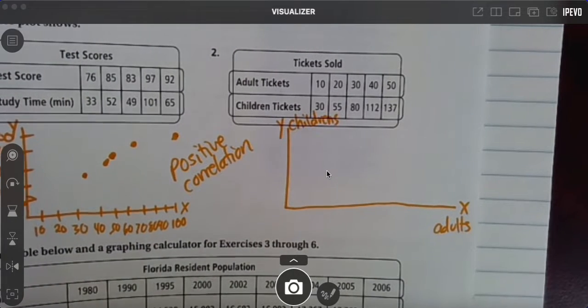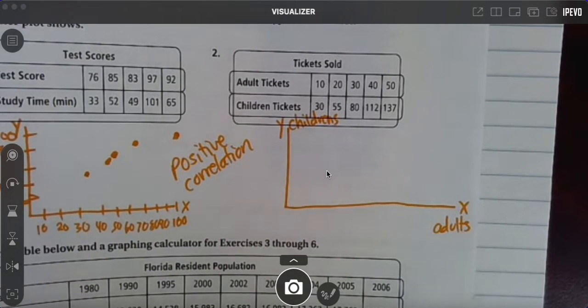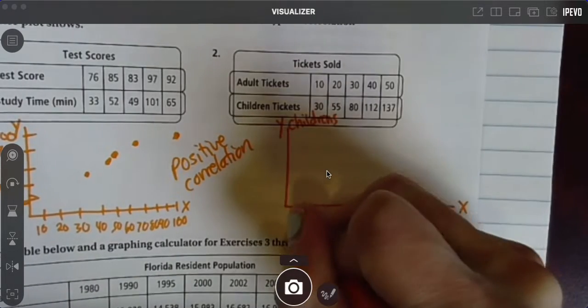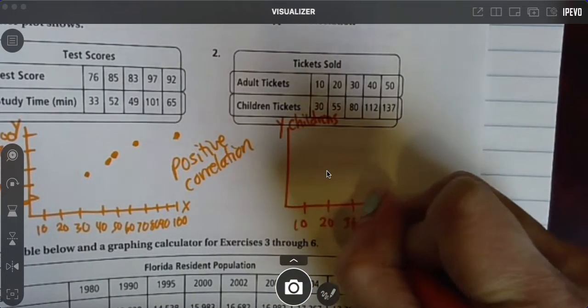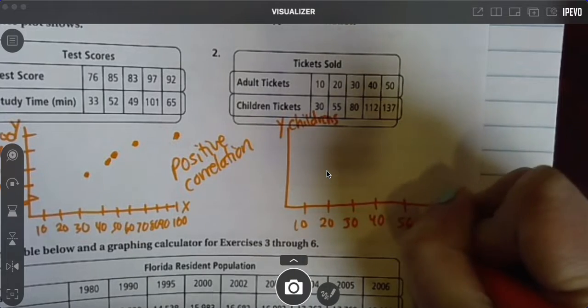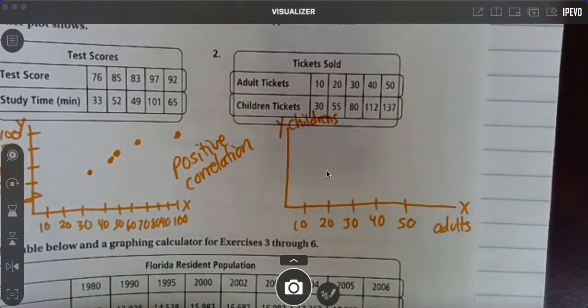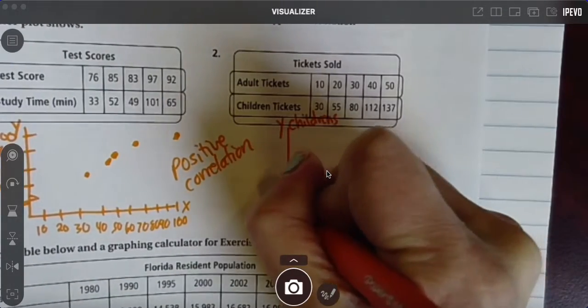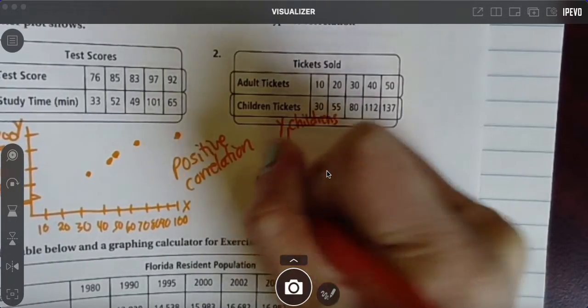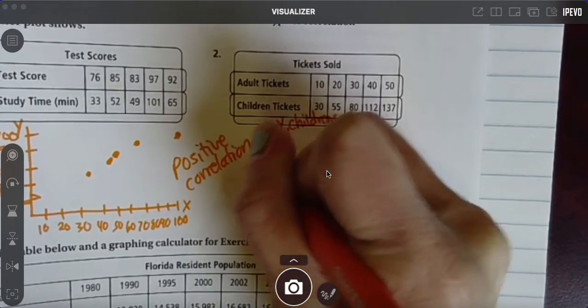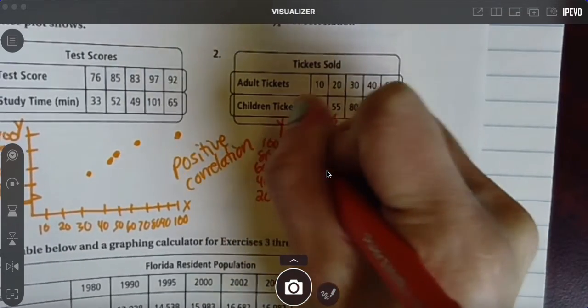Now, for adults, I like how they counted by tens already. So I'm just going to do that. 10, 20, 30, 40, and 50. Now for kids, it goes all the way from 30 to 140-ish. So I may count by 20s. Is everybody good with that? What would you have picked? Would y'all have picked 20s? Yeah. Or 25 even, but 10s, that would kind of be a lot. So I'm going to go with 20, 40, 60, 80, 100, and then 120.